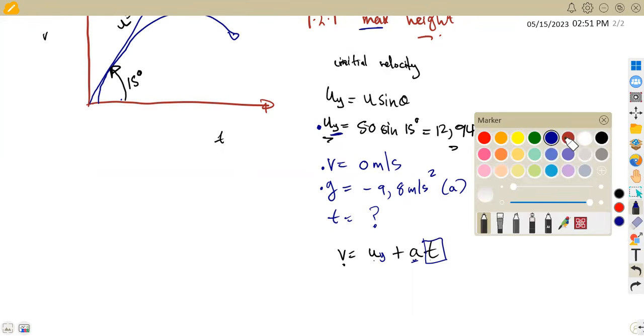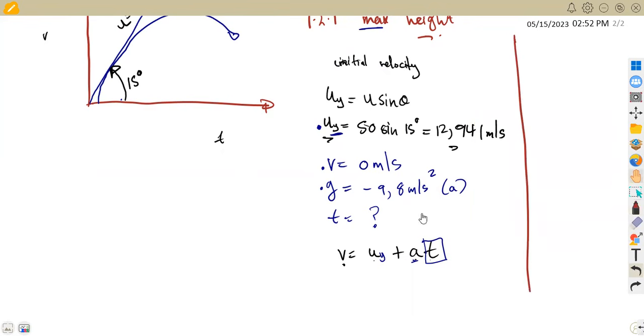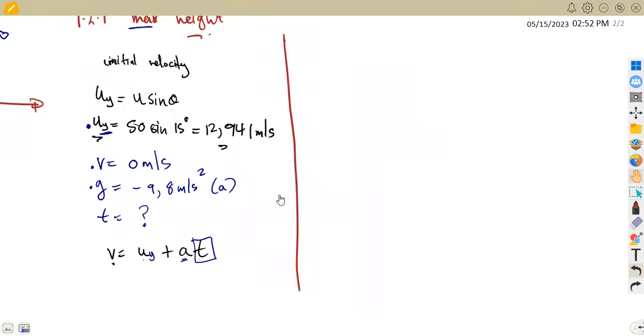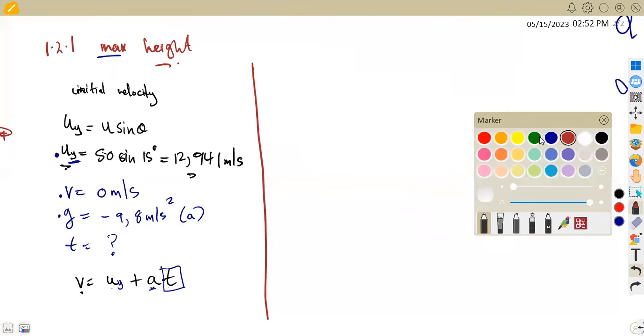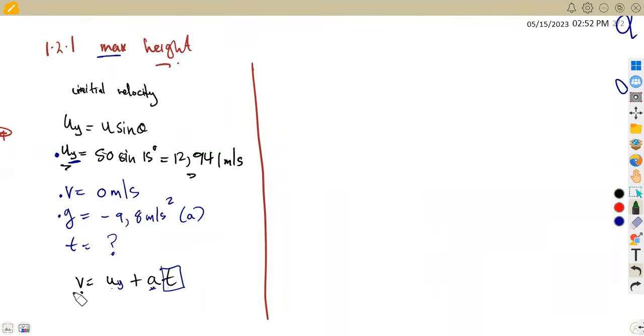Let me just put it this way so that I can utilize this side here. We do not need this diagram, we just need this information here. So from v = uy + at, our v is the final velocity of 0. So 0 is equal to uy, according to the vertical, which is 12.941, plus the acceleration, which we said is taken as negative 9.8. So this is negative 9.8 times t.